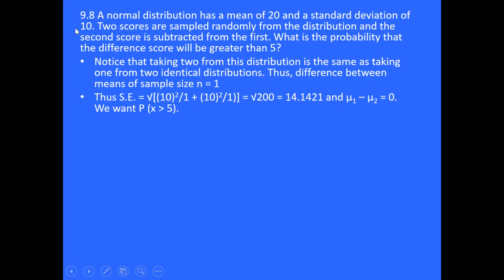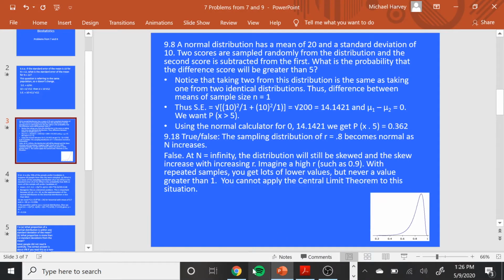So standard deviation is 10, so the variance is 100. So what we're dealing with is the square root of 100 over 1 plus 100 over 1, which is the square root of 200. All right, now when you take that square root, this is the value you get. Okay, so remember the two distributions are identical to one another, so you're dealing with 20 minus 20, which is equal to 0. And what we want is the probability of values greater than 5, because that's what this question is asking for. Okay, so let's model this.